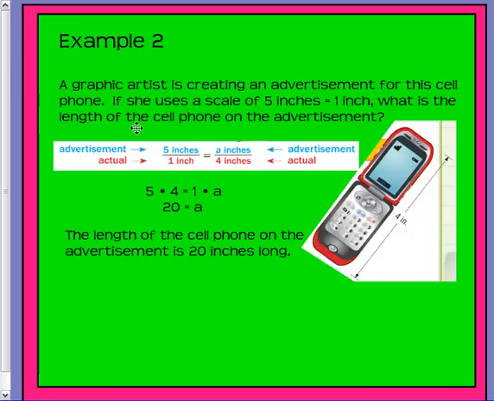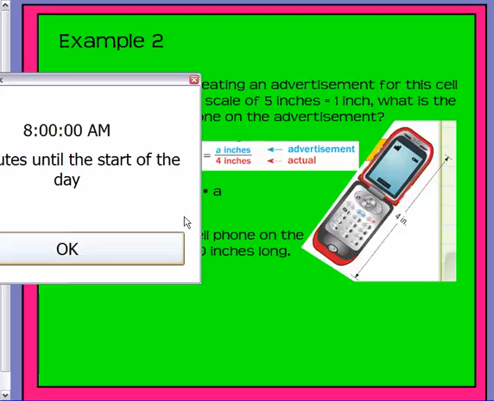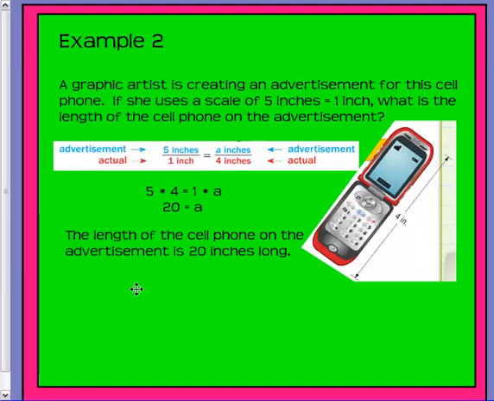A graphic artist is creating an advertisement for this cell phone. If she uses a scale of 5 inches for every 1 inch, what is the length of the cell phone on the advertisement? So the advertisement is 5 inches and the actual is 1 inch. Okay, so it's getting bigger, right? So if we have 4 inches as the actual, what is the advertisement? So 5 times 4 is 20, and 1 times A is A, so 20 equals A. So the length of the cell phone is 20 inches long.